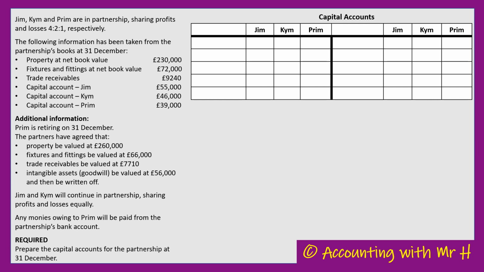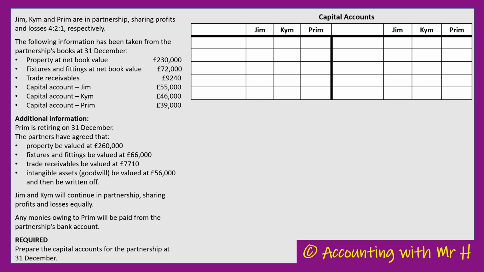It then tells us Jim and Kim will continue in partnership, sharing profits and losses equally. And any monies owing to Prim will be paid from the partnership's bank account. So once Prim's retired, she takes her money with her that she's owed, and then Jim and Kim carry on the business, just the two of them working in partnership as equal financial partners. And we're being asked to prepare the capital accounts for the partnership at the 31st of December. So these will then show the effect of Prim's retirement.